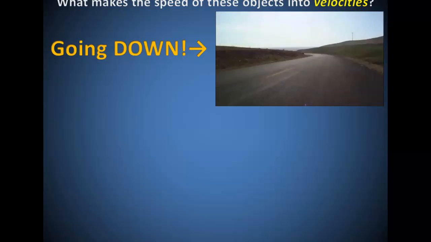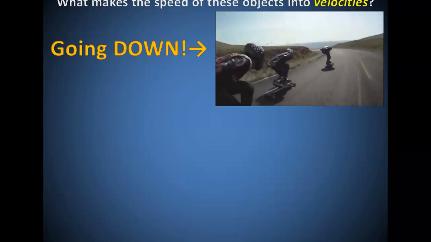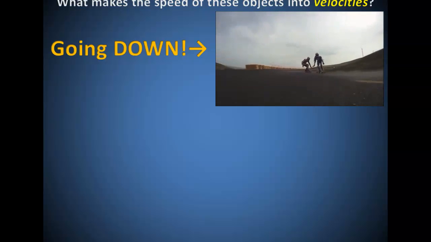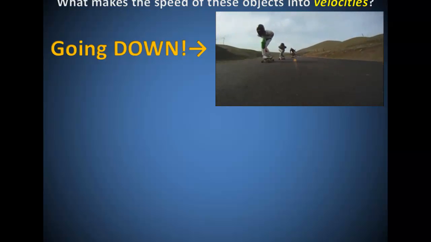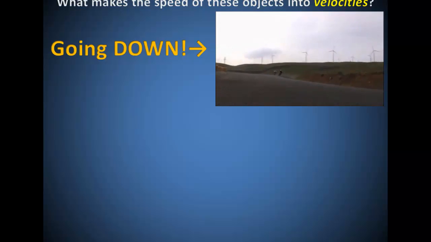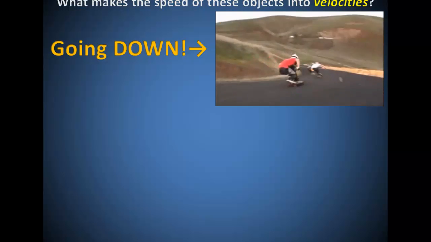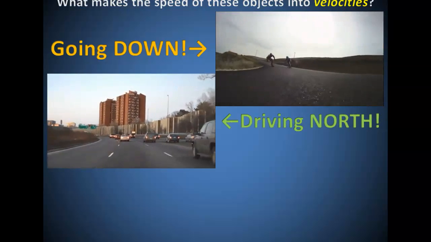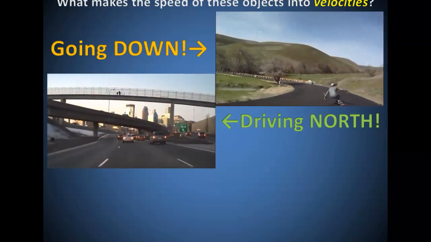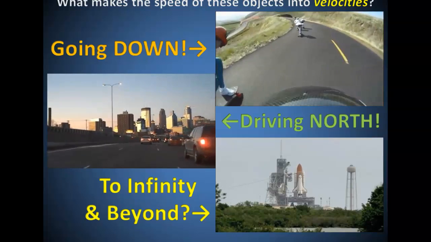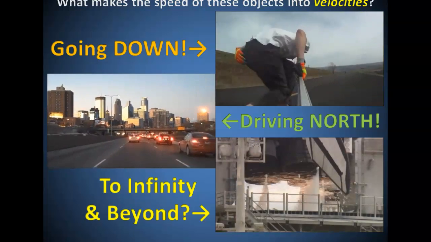So what makes the speed of these objects into velocities? Well, let's take a look. We've got some skateboarders heading down a slope, and so in this case, yes, we could calculate their speed, but in order to call it a velocity and to name the velocity, we would have to say that they're going so many miles per hour, kilometers per hour, going down, right? Perhaps for this one, it's a matter of their cars are going a certain speed, but driving north. That then makes it a velocity. Or I guess we could say to infinity and beyond if we're talking about a space shuttle.